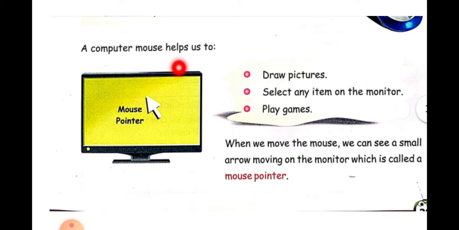Then a computer mouse helps us to do many things. What are those? Draw pictures, select any item on the monitor, play games. Okay, so this is the mouse pointer. How do you see a mouse on the screen, children? We don't see a real mouse on the screen, right? We see the mouse which is indicated as a pointer or arrow mark. It is called the mouse pointer. When we move the mouse to the left, the arrow moves to the left. When we move the mouse to the right, the arrow moves to the right. So it moves along with our movement of the mouse.